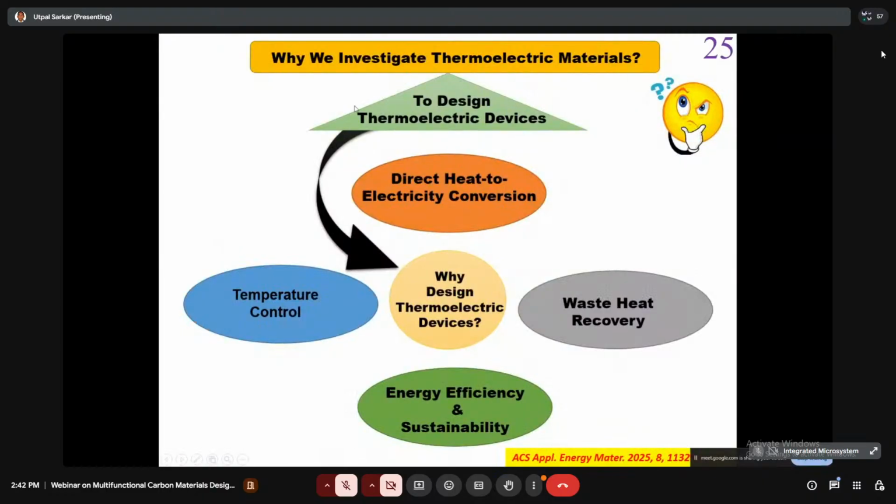And now we have designed, using this concept, a device, because it directly converts heat energy to electrical energy, and using this one you can control the temperature, you can use waste heat, and energy efficiency will be increased. So for these particular reasons, this thermoelectric device is important.